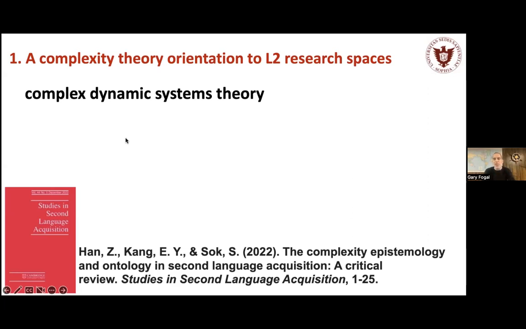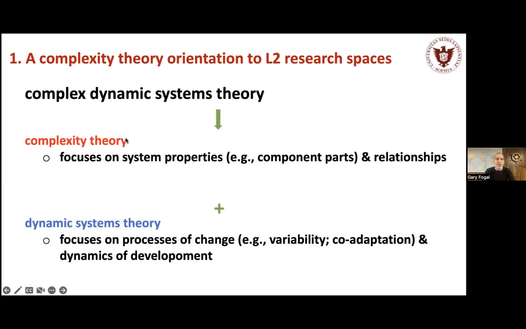It's up on the screen here. If you're interested in CDST, I encourage you to have a look at this, because I think it borders on a must read. Essentially, what Han and colleagues unpack rather clearly and early on in the paper is this coupling of two overlapping and related interests in theories: complexity theory and dynamic systems theory. And complexity theory, as I note here, primarily focused on system properties and their relationships. Dynamic systems theory focused on processes of change and the dynamics informing development.